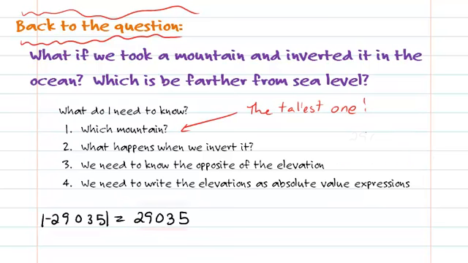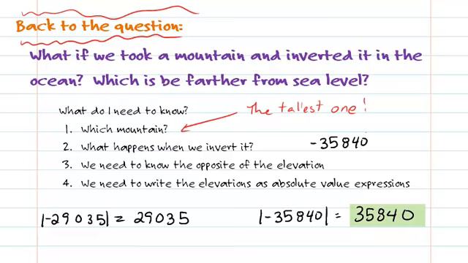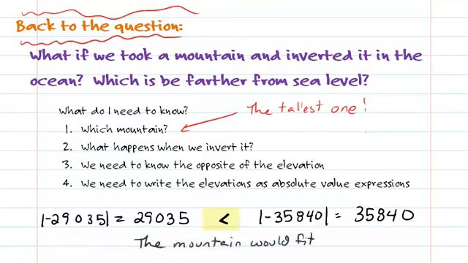We know from the last lesson that the altitude of the Mariana Trench is negative 35,840 feet, which means that the distance from sea level to the bottom of the Mariana Trench is the absolute value of negative 35,840 feet, which is 35,840 feet. That means that Mount Everest's distance from sea level is less than that of the Mariana Trench, so Mount Everest would fit in the ocean if we flipped it upside down.